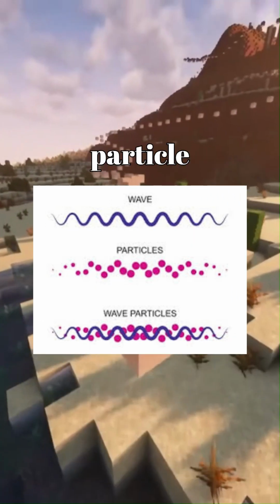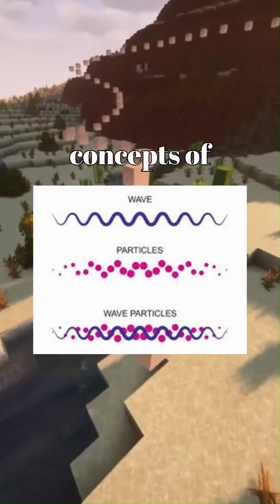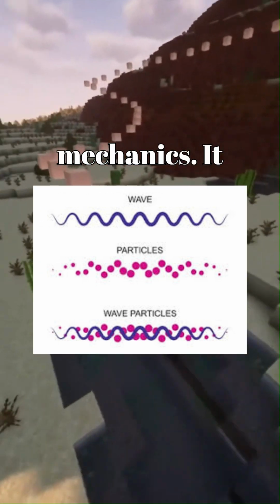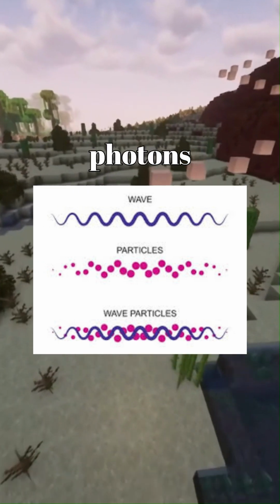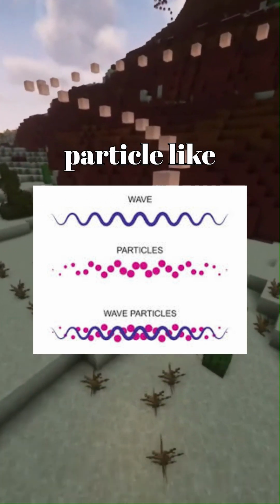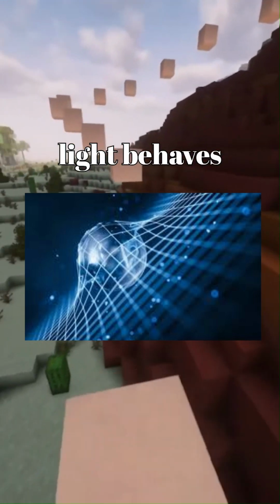Wave-particle duality. Wave-particle duality is one of the core concepts of quantum mechanics. It states that particles like electrons and photons exhibit both wave-like and particle-like behavior depending on how they are observed. For instance, light behaves like a wave when it spreads out in interference patterns, but like a particle when it interacts with matter in discrete packets called photons.